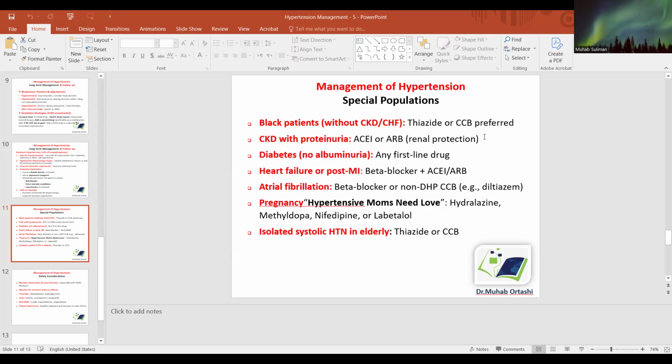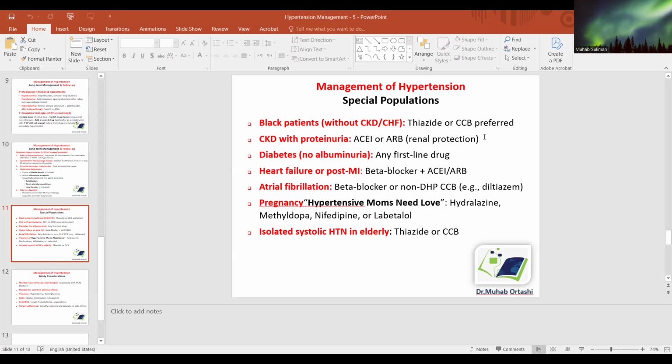If the patient has atrial fibrillation, we can use drugs that control the fibrillation and the rhythm. So we can use beta blockers and calcium channel blockers which affect the heart, the non-dihydropyridines. Here it is very important to know the drugs used in pregnancy. In pregnancy, we don't use just any drug because of the teratogenic effect of drugs.